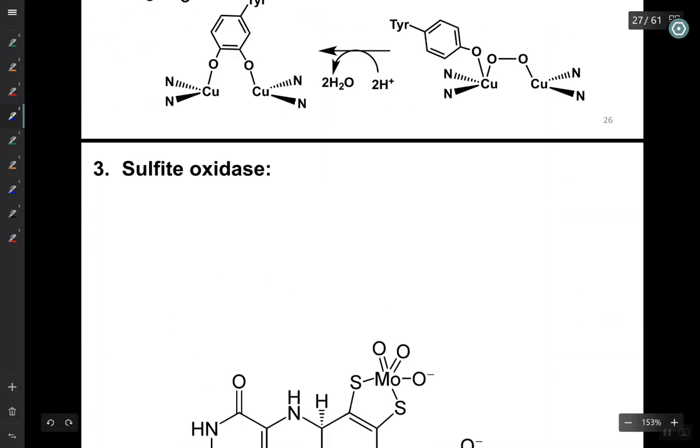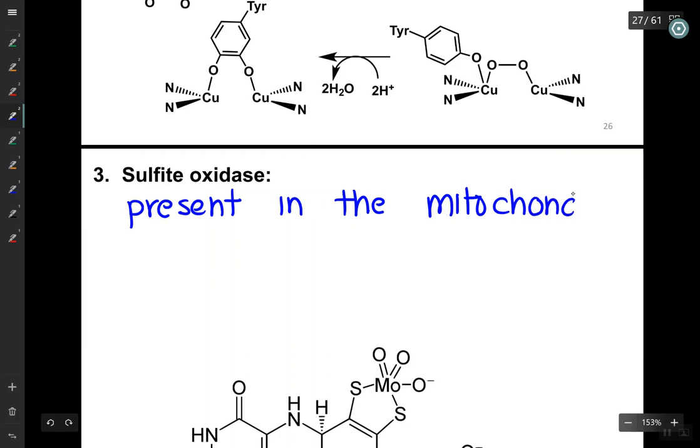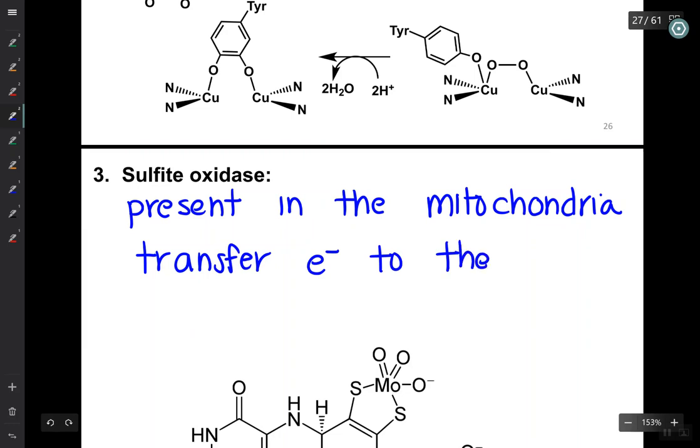Another 2 electron reaction is catalyzed by sulfite oxidase. This is present in the mitochondria. And it transfers electrons to the electron transport chain.